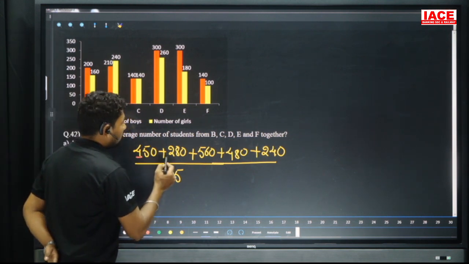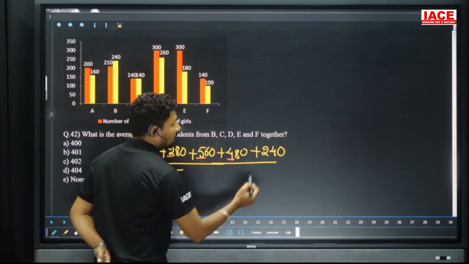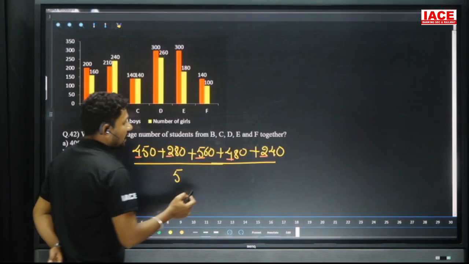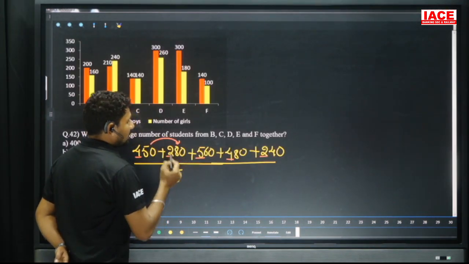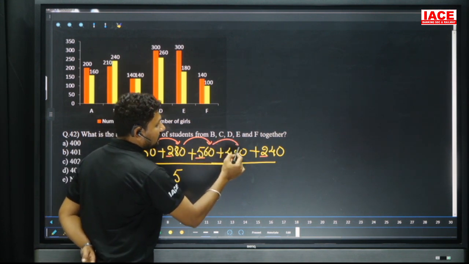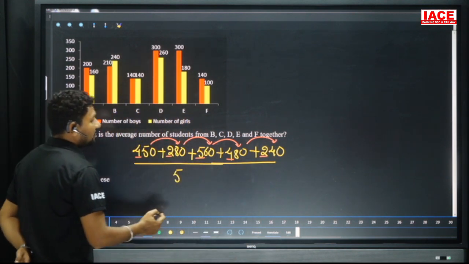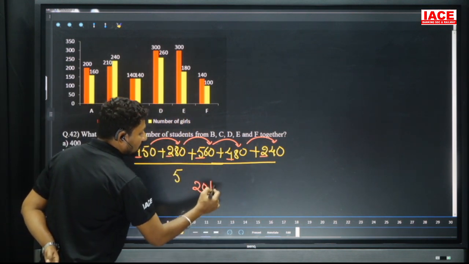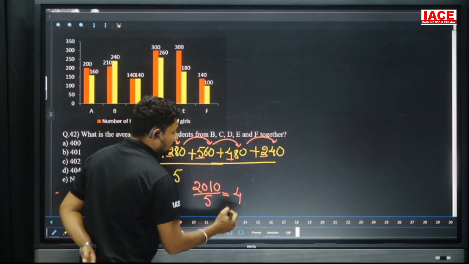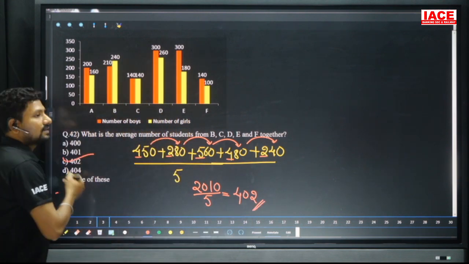So 400 plus 200, 600, 600 plus 500, 1100, 1100 plus 400 plus 200, 1700. So hold with 1700. And next 50 plus 80, it is 130, 130 plus 60, it is 190, 190 plus 80, 270, 270 plus 40, 310. 310 plus 1700 is equal to 2010 by 5, which is divisible by 5, 4, 5 fours and 5 twos. Then our answer is 402. Option is C here.